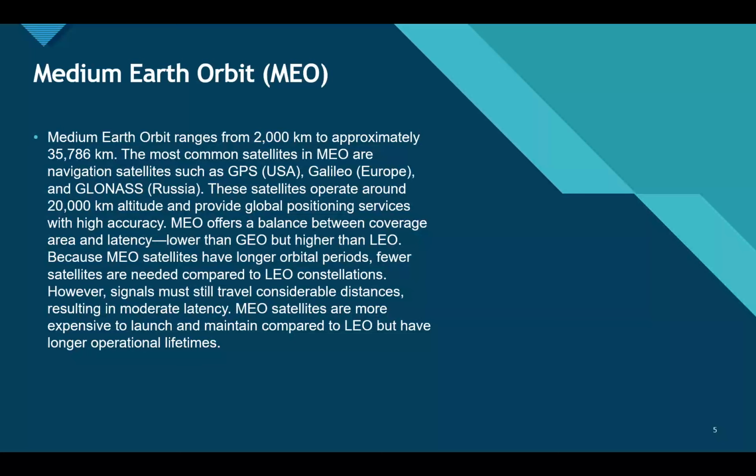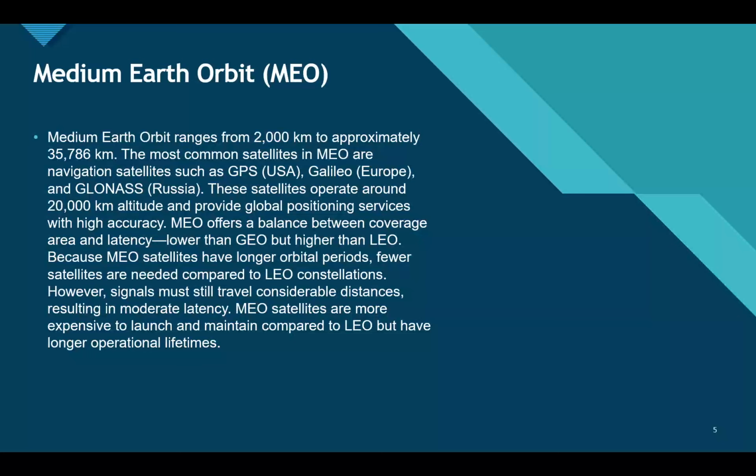Then we have medium Earth orbit, which is also known as MEO. MEO ranges from 2000 to 35,000 kilometers. The most common satellites found in MEO are navigation satellites such as GPS. These satellites typically operate around 20,000 km altitude, where they provide global positioning and timing services with high accuracy. MEO is a balance point between LEO and GEO. It lies between LEO and GEO.